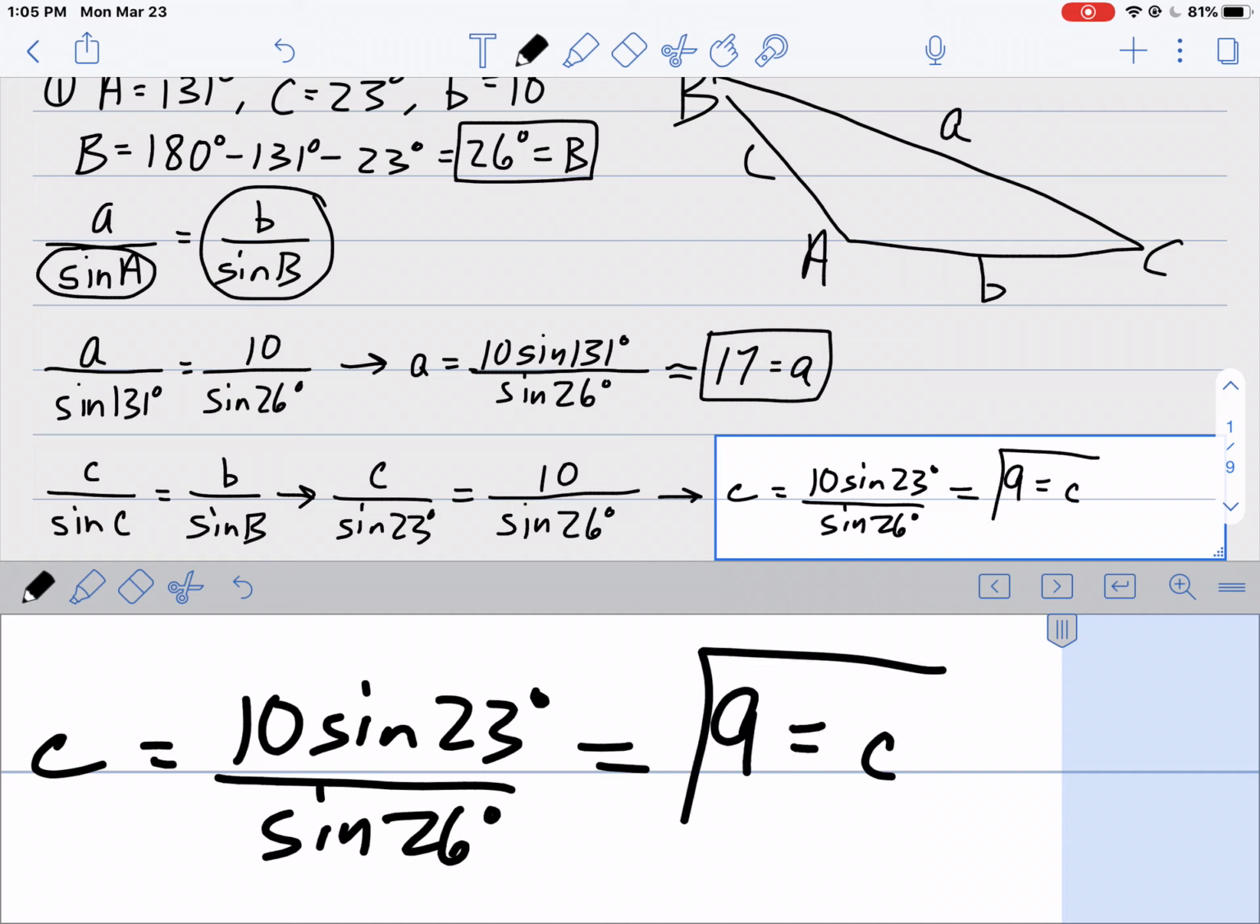Now, of course, you could check all these calculations for yourself. Type it in the calculator and just make sure we're getting the same values. But those are the three pieces that we're missing. We found the measure of angle B. We found the two sides, A and C, that we were missing.